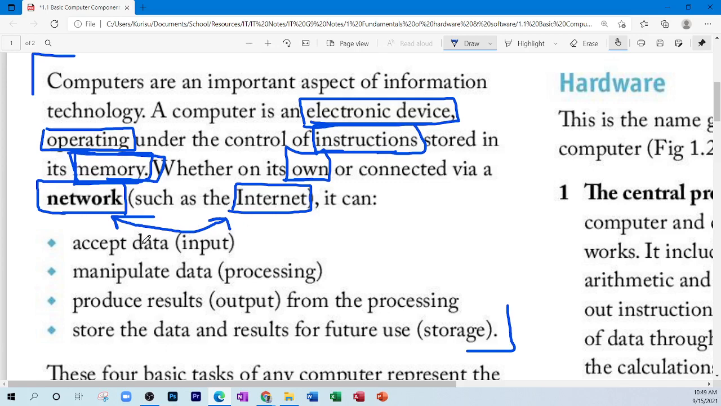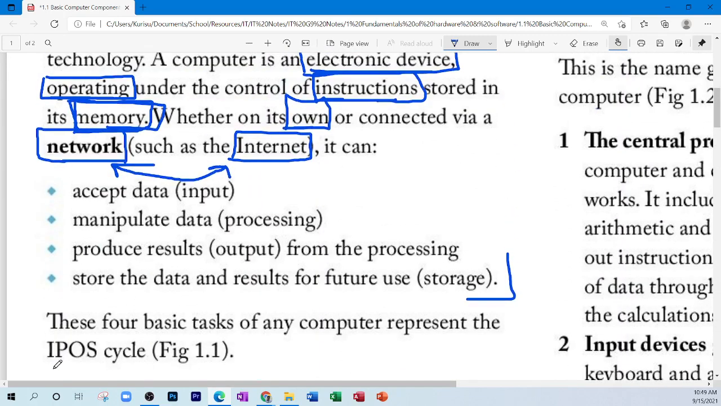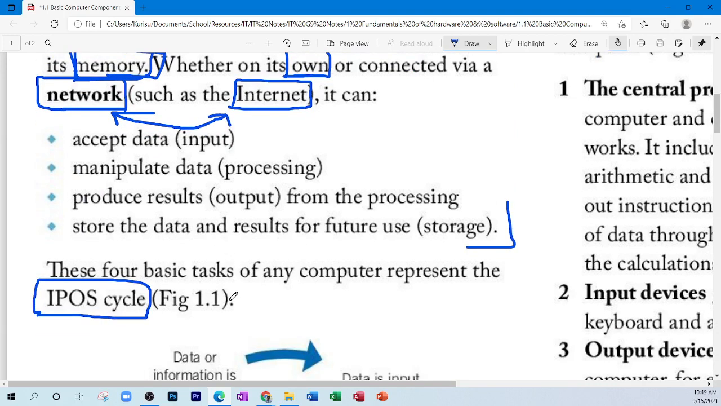Good. So, how does your computer function? Well, your computer functions by following this cycle here, the IPOS cycle. IPOS stands for input, processing, output, and storage. That is a very important cycle for you to remember. That is how any computer functions, by following that cycle. And using that same cycle now, you can determine if a device in your home is actually a computer. So let's have a breakdown of that cycle now.